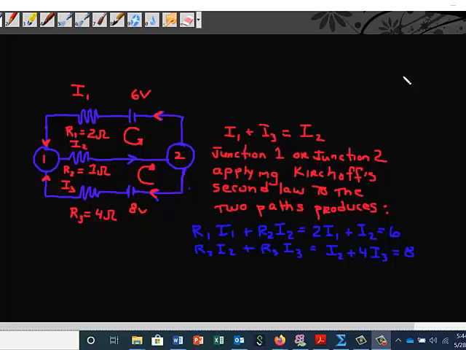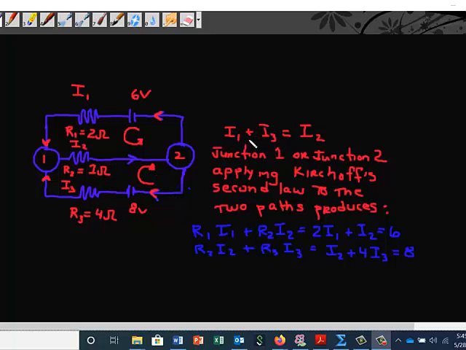The current is traveling in a counterclockwise motion in this upper part of the electrical circuit, and in the lower part of the circuit, it will be traveling clockwise. This is counterclockwise, and this will be clockwise. Okay, so here's the setup.